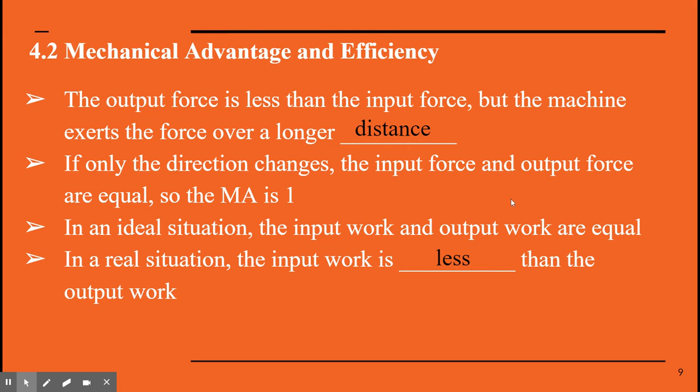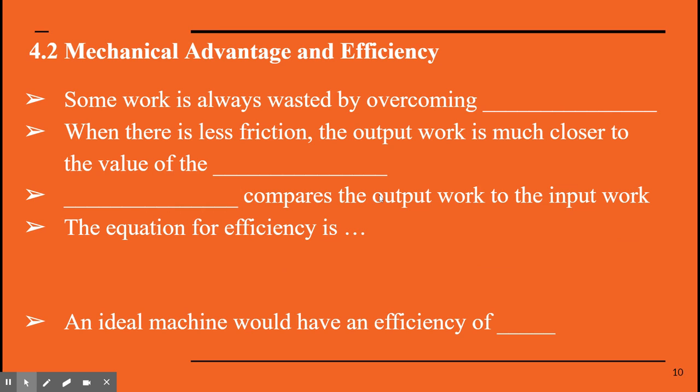But input work is always less than the output work. Losses are usually due to heat or friction. These are two big things. You're going to lose a lot of work just by overcoming friction. If you have less friction, output and input are very close to each other. That's good.